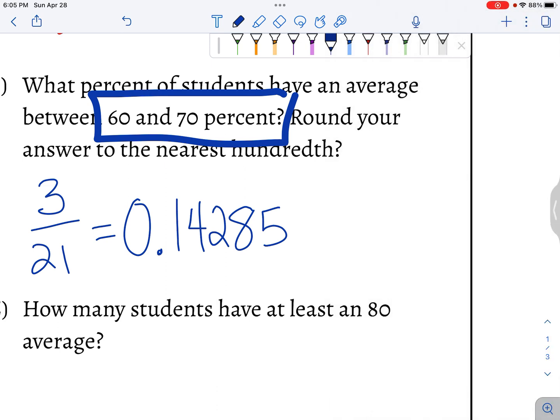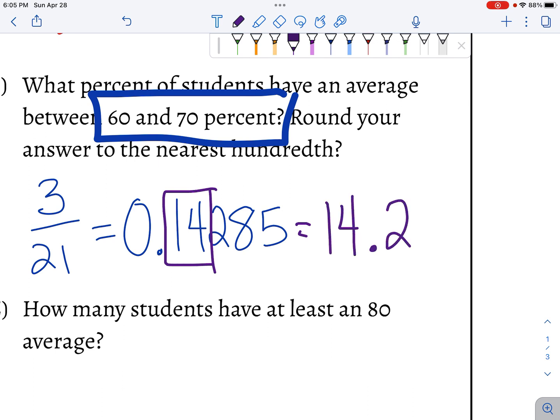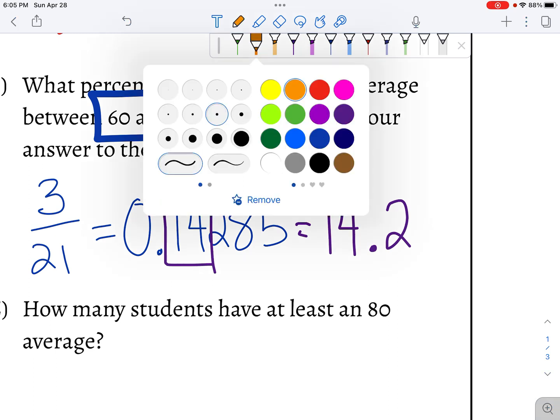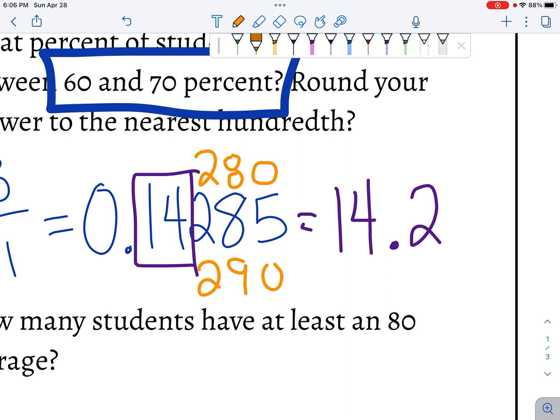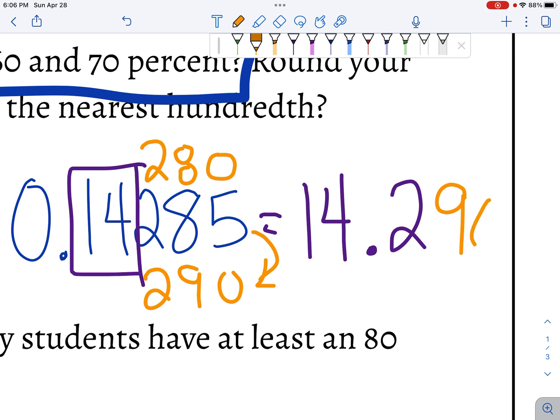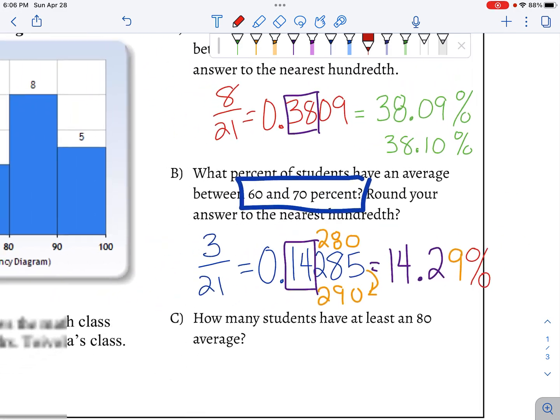Help me out with my rounding. Box my first 2 decimal digits, and I can see that is 14.2. And now I have to figure out, is this going to be 2.8 and stay the same, or 2.9 and round up or increase one value? I like to say it's between 280 and 290, and because it's right smack dab in the middle, it ends in 5, then we round up to 290. So I'll write that down, 290, but then because we just want the hundredths, I'll get rid of that 0. So this is our percent, 14 and 29/100%.